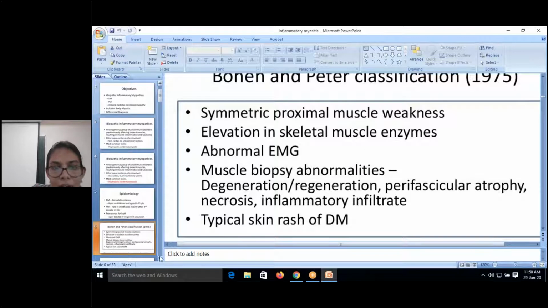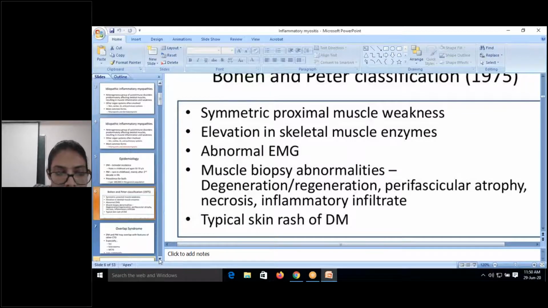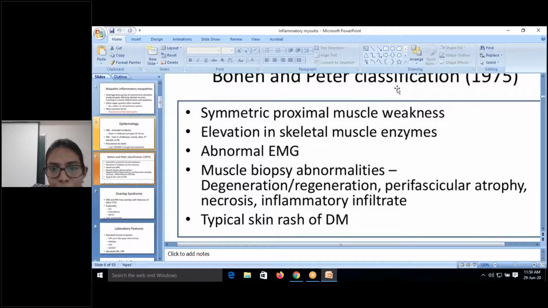And this is the Bohan and Peter classification, which was given in the earlier days. Now we have a new classification called the ACR/EULAR classification, which was given in 2013. Why is the Bohan and Peter classification important? Because the ACR/EULAR classification came into light, or we started practicing it, only in the past year or two. Until before, we had only the Bohan and Peter classification.